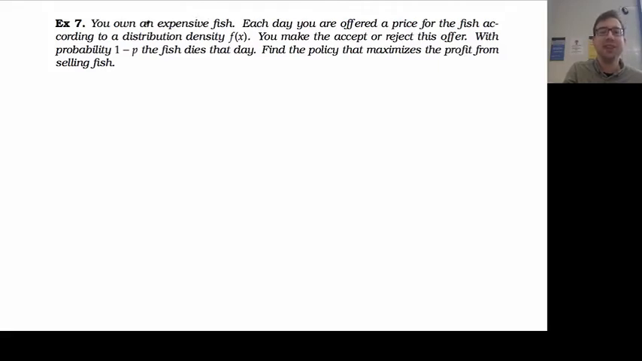So you own an expensive fish. Each day you're offered a price for the fish, according to some distribution f of x. You can either accept or reject this offer. With probability 1 minus p, the fish dies that day.